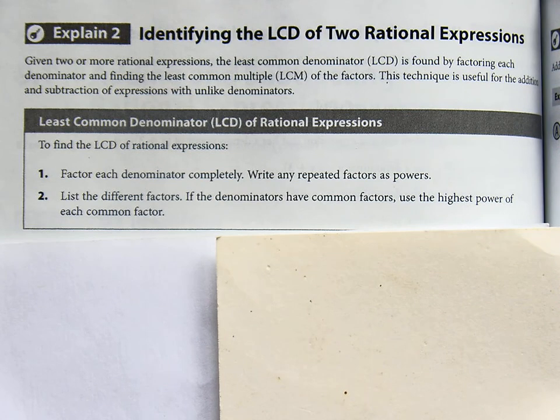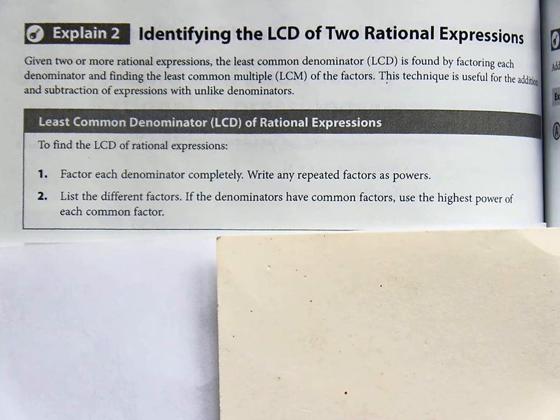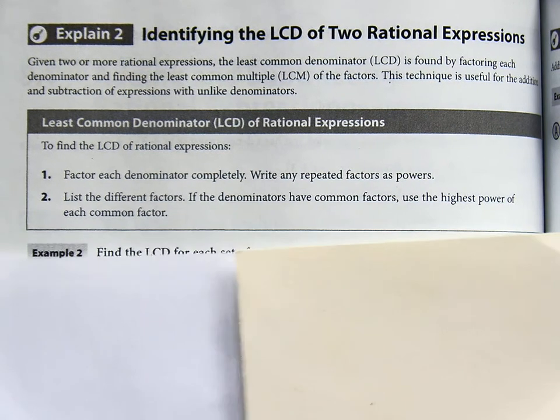Okay, so to find the lowest common denominator of a rational expression, factor each denominator completely, write any repeated factors as powers, and list the different factors. If the denominators have common factors, use the highest power of each common factor. So let's see what this looks like.